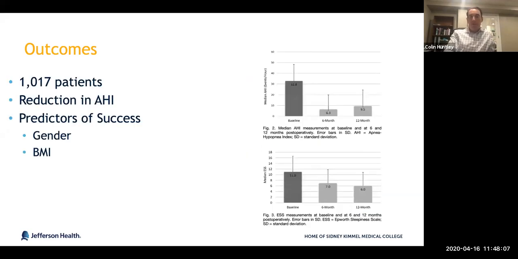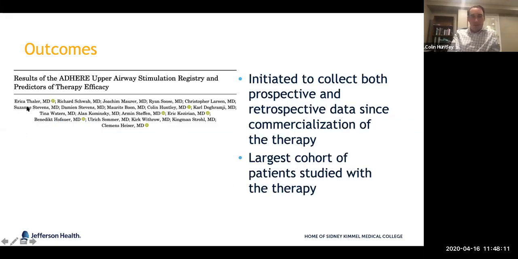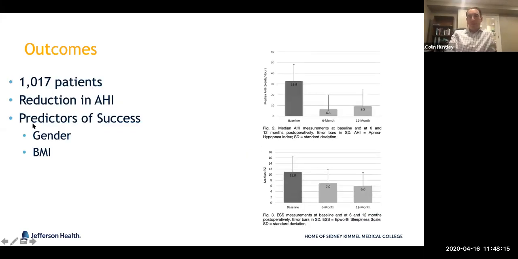So far, there have been 3 papers put out. This paper, where Erica Thaler from Penn was the lead author, had 1,100 patients, and we saw significant reduction in the AHI. So we saw pre-op from about 33 down to about 6 at that 6-month visit, and about 9 at that 12-month visit, or that follow-up visit. Some of these 6-month values were probably titration studies.